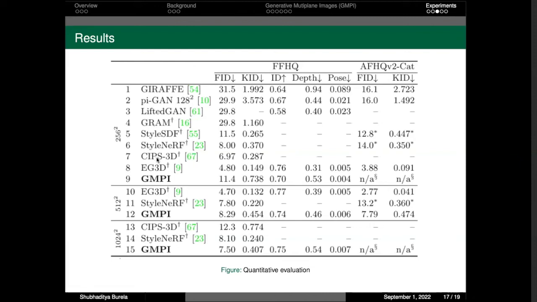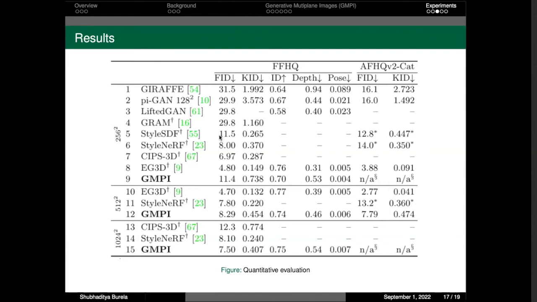We see that the GMPI outperforms Giraffe, PyGAN, lifted GAN, and Gram on the FID score. So you see FID should be as low as possible. So for GMPI, it outperforms all these methods, based on these KID and FID metrics, while outperforming style SDF on only FID.